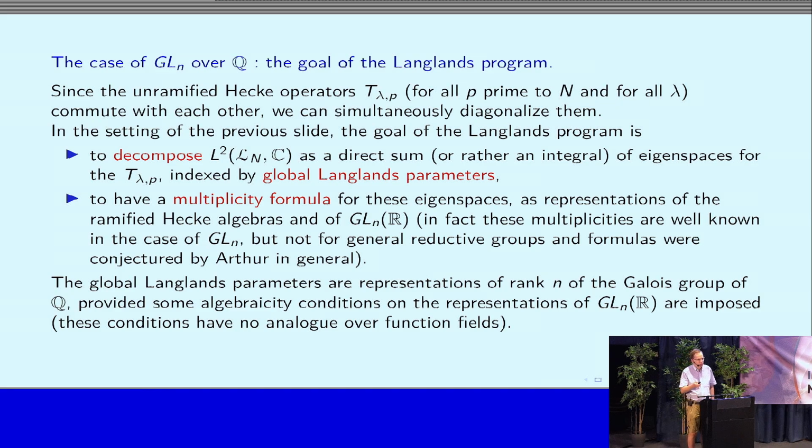These conditions, for example, are not satisfied by the mass form. These conditions have no analog over function fields because they involve only the Archimedean place R.